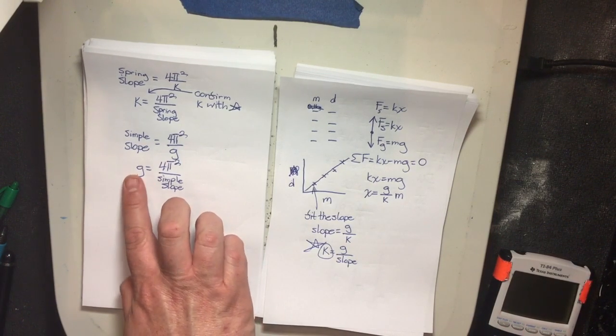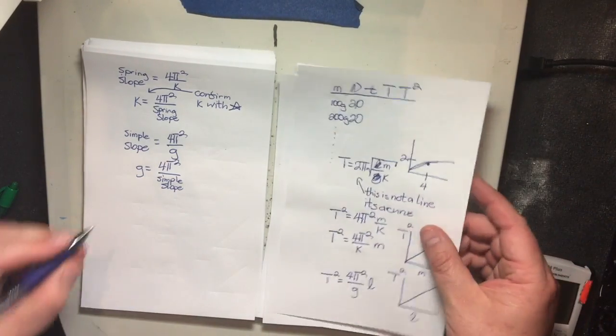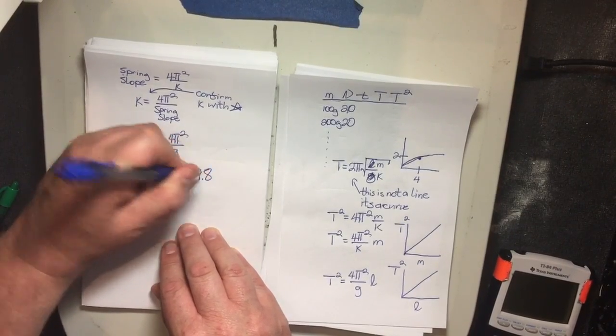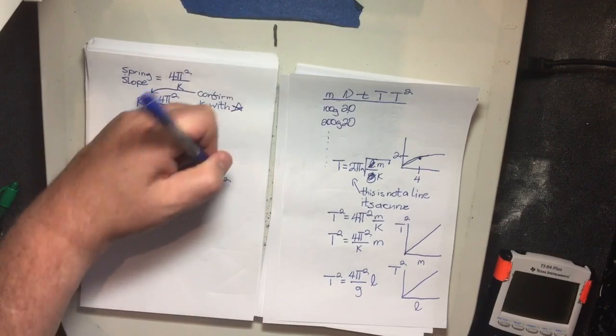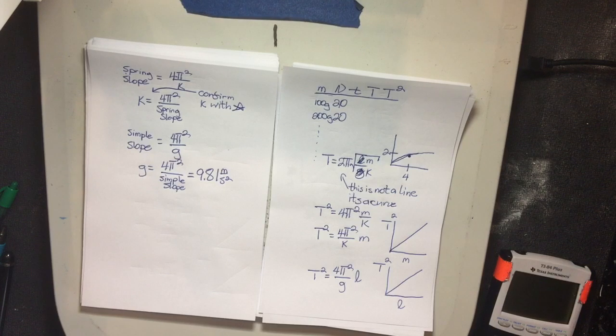In this lab, you're also going to confirm g. G, the gravity, you should get 9.81 meters per second squared. You will not get the chalkboard value, which is just straight up 10.